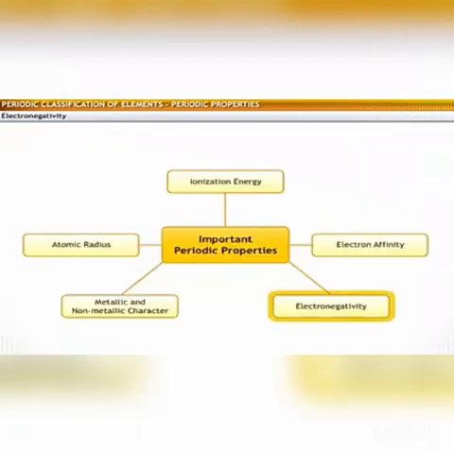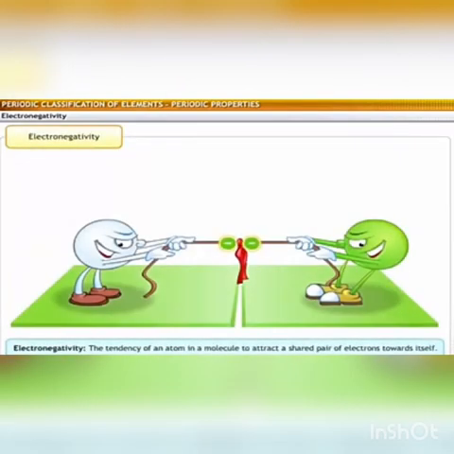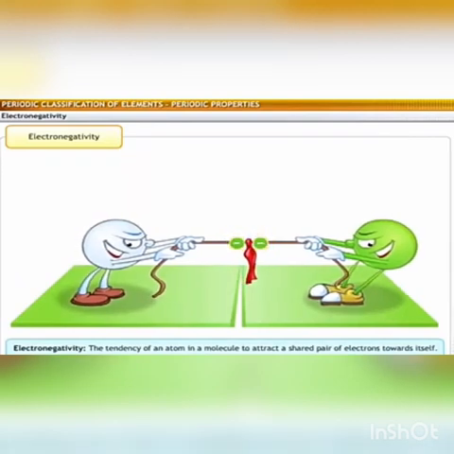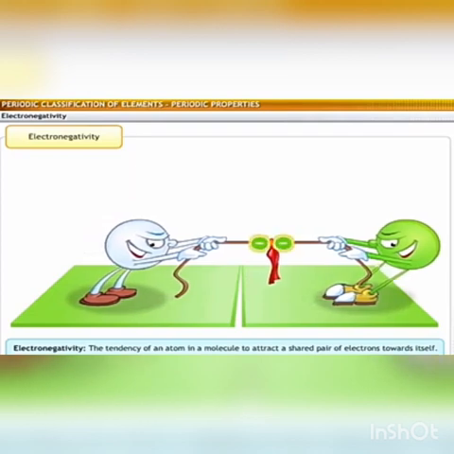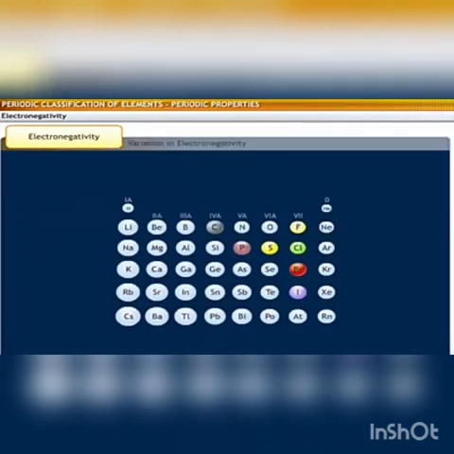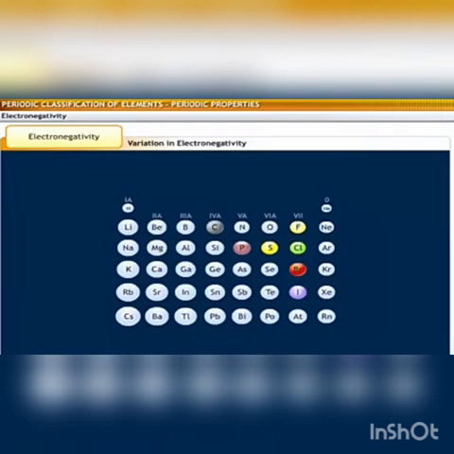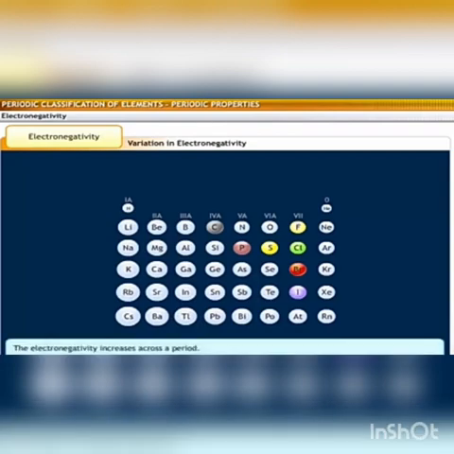Let us now talk about electronegativity, the fourth important periodic property. Electronegativity is defined as the tendency of a bonded atom to attract the shared electron pair towards itself in a molecule. Note that this property is observed only in the atoms in a molecule. Let's review the variation in electronegativity in the periodic table. Across a period, electronegativity increases from left to right.